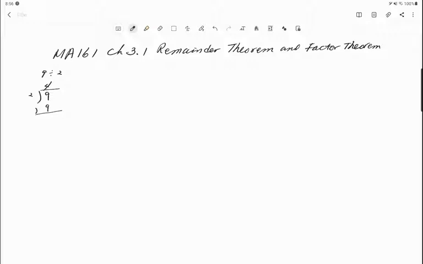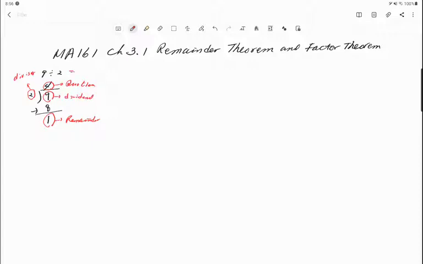Let me use something like this in subtraction. So then that is 1, right? Then once we have this, we can say that this is the quotient, right? Quotient. And this is the remainder, right? And then we call this 2 the divisor. And this is the dividend.